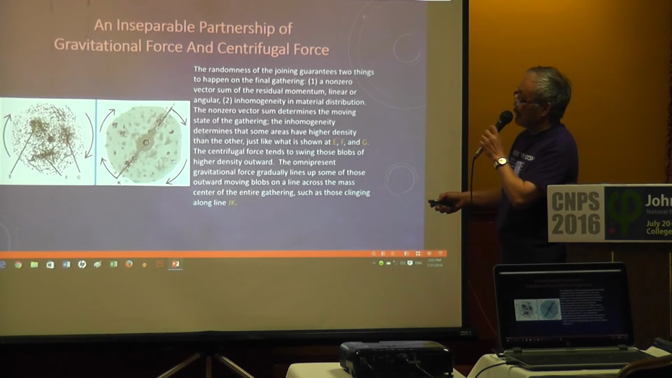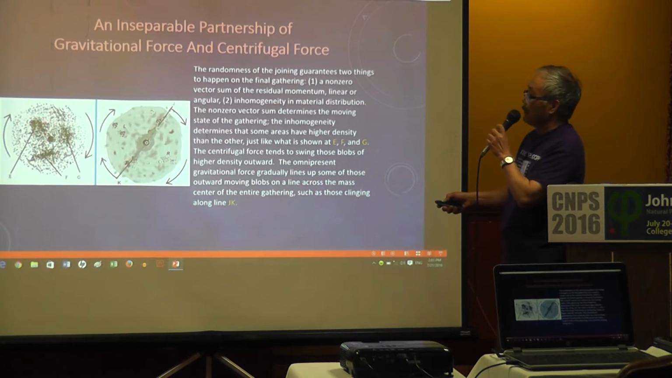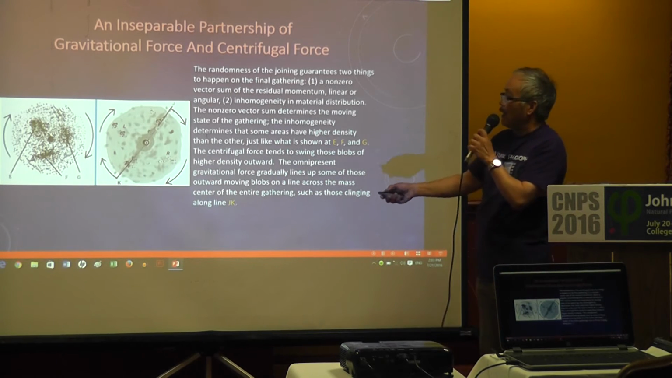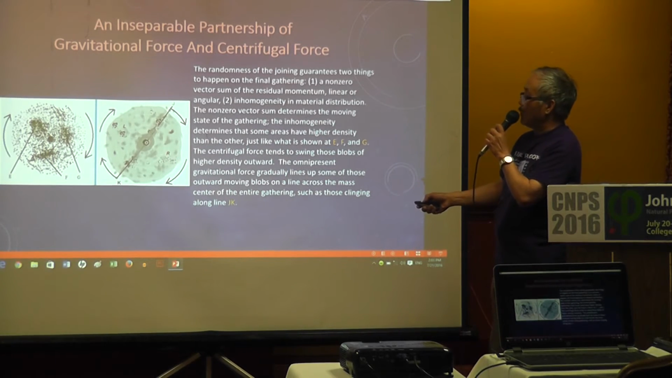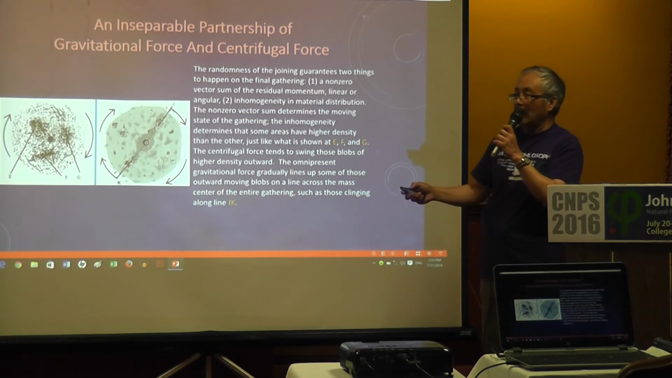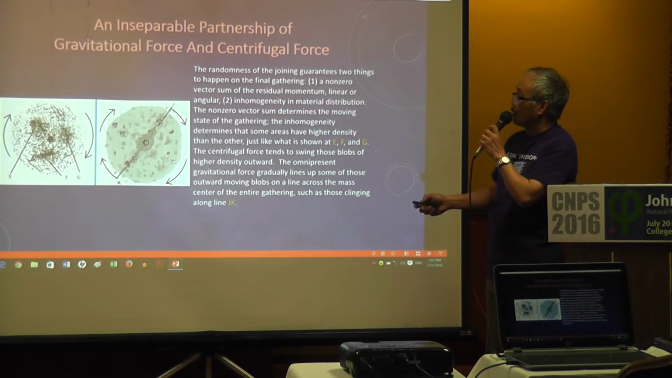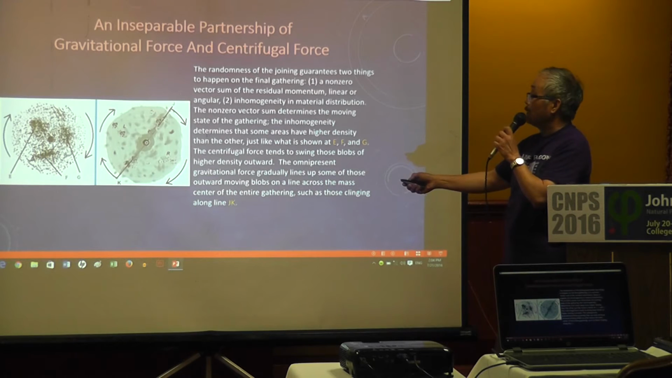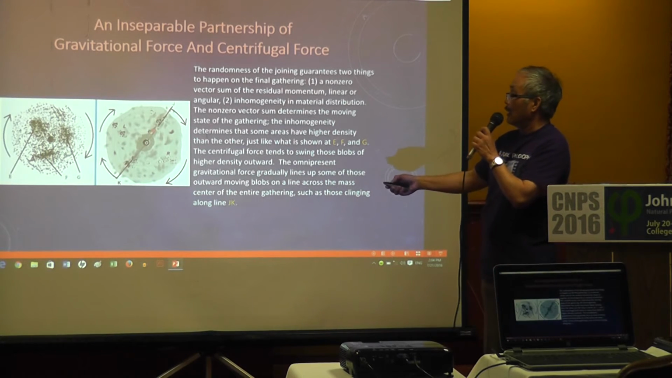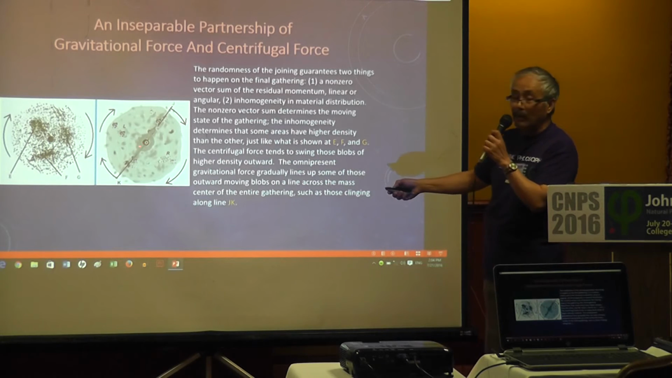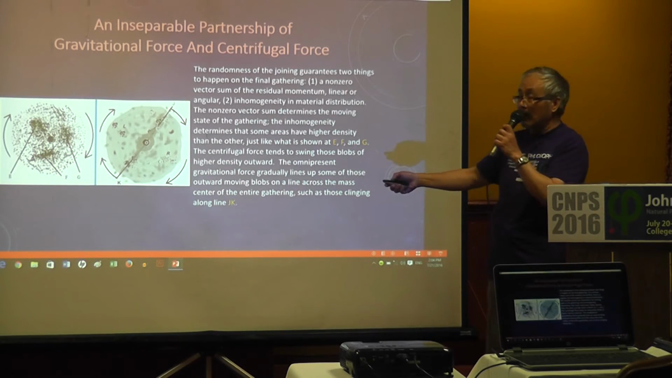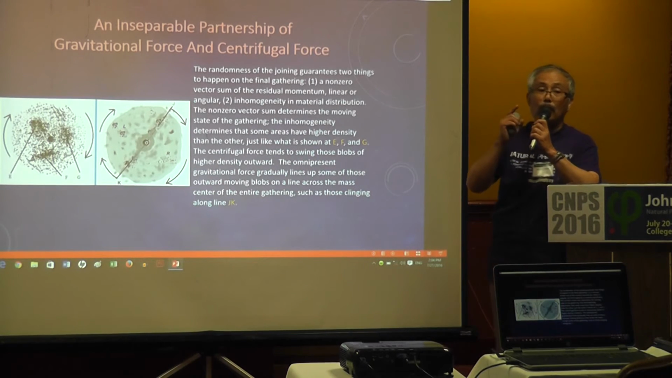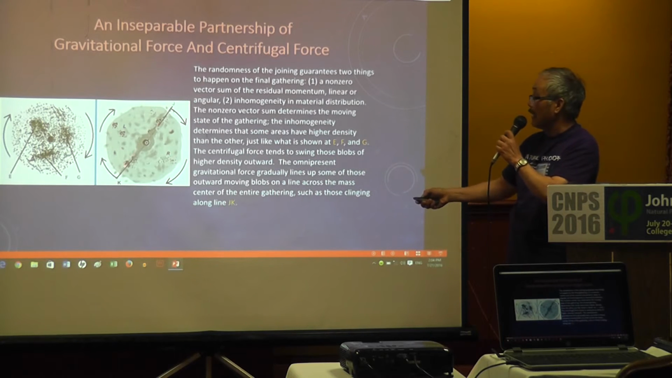When something like this is spinning, some heavier material or some higher concentration grouping will be swung out by centrifugal force, gradually moving out. However, gravitational force at the same time will line them up across the mass center of the material gathering. This will give them a chance to form a very primitive bar on this line.